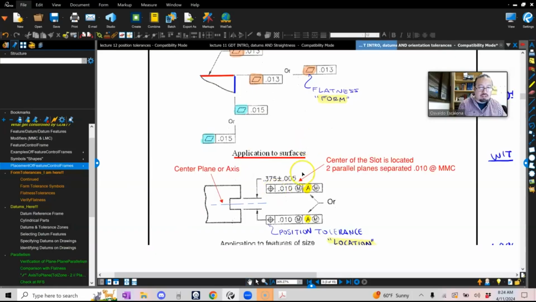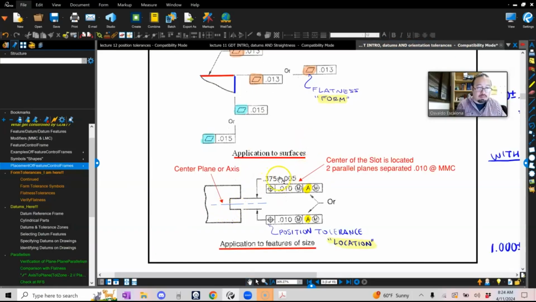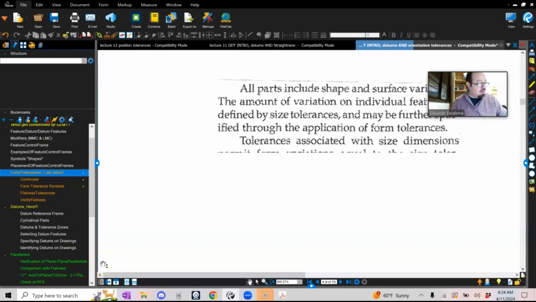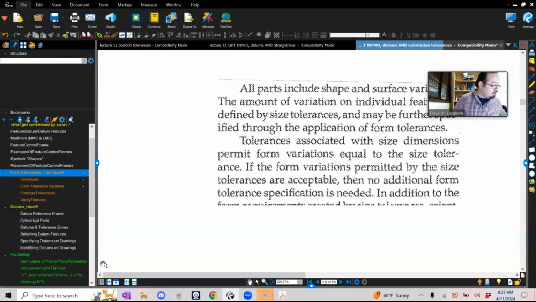Here I have another feature of size. This one has a size, you can see 0.375. So you want to have the feature control frame right next to the size. Okay, I think that is a good start for us in terms of vocabulary and a couple of terms. Let's actually start with GD&T.